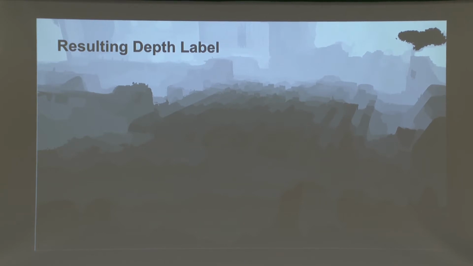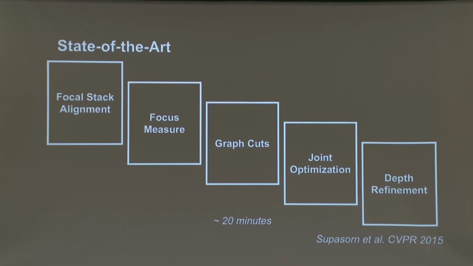So in previous attempts, the CVPR 2015 paper actually requires this kind of pipeline. First, you align all the images so that they look the same. And then you use a focus measure to actually measure the focus of each pixel in each image. And then using graph cut, you optimize for what the depth looks like using the response of the focus measure and constraining it so that nearby pixels have the same depth, but not when they encounter a boundary. And the biggest bottleneck here is the graph cut optimization.